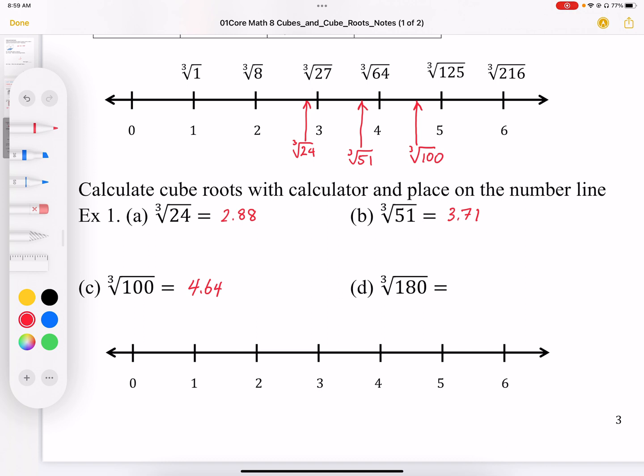And then lastly, if I want the cube root of 180, it gives me 5.646. I'm going to round that to 5.65. And so cube root 180 is going to be between the cube roots of 125 and 216. So we can place the cube root of 180 on the number line here. So we're going to use our calculator, get the decimal value, and then we can place that on the number line.